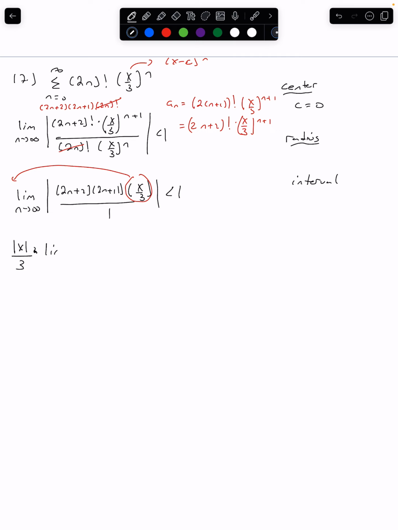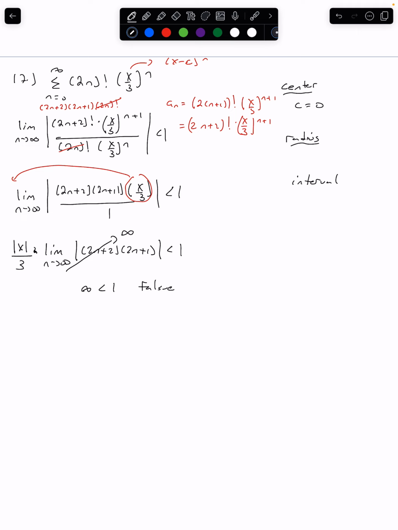And this becomes times the limit as n goes to infinity of 2n plus 2 times 2n plus 1, to see if that's less than 1. And now it's really kind of cool. If we let n go to infinity, this entire left side becomes infinity. So I have absolute value of x times infinity, which is just infinity, and that is not less than 1. So we talked about this in our notes and in a previous video. If this is a false statement, which it is, this is saying that there are no values for which this will converge, except at the center.